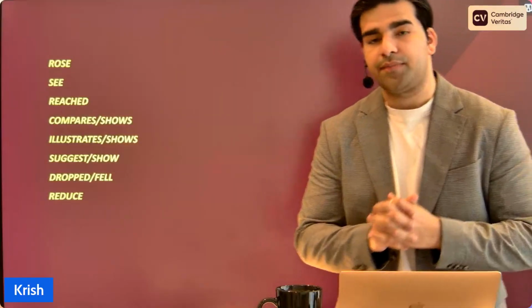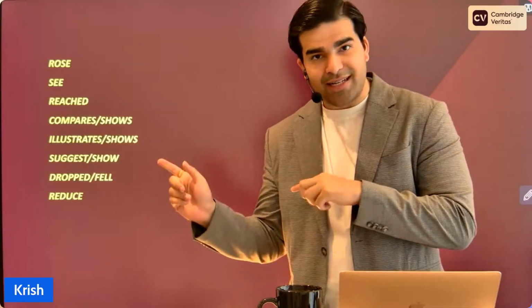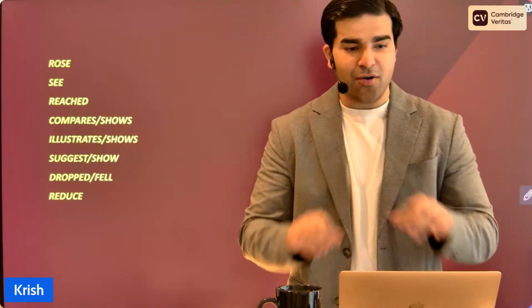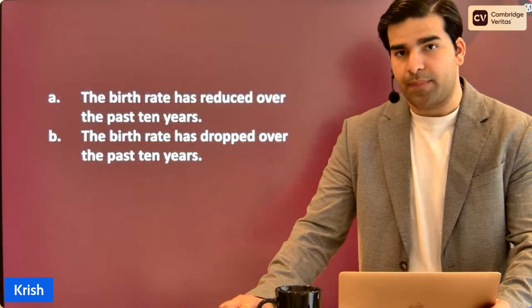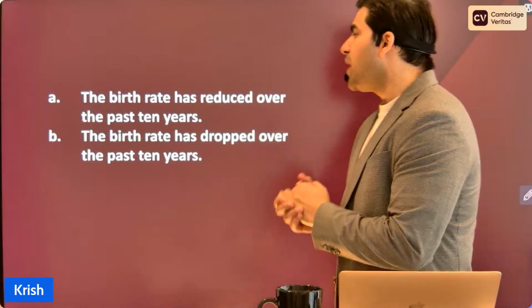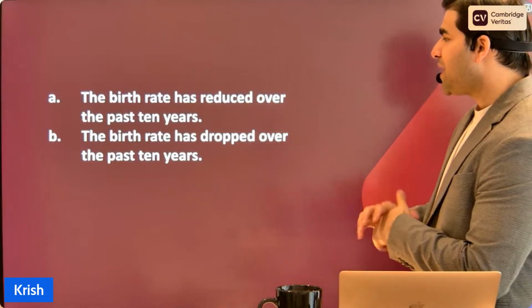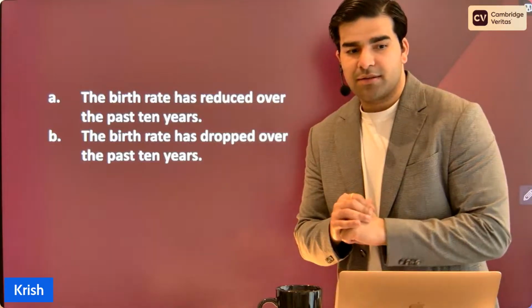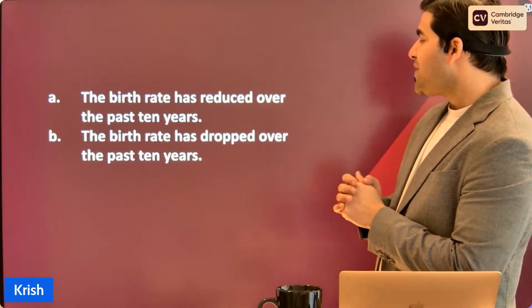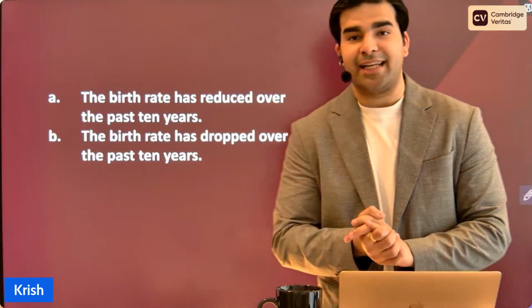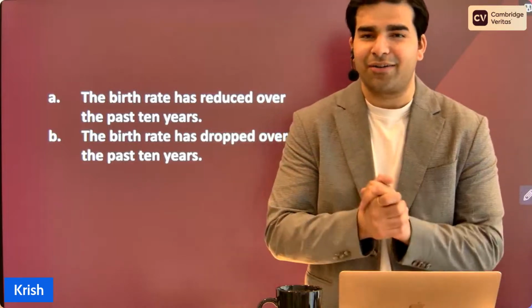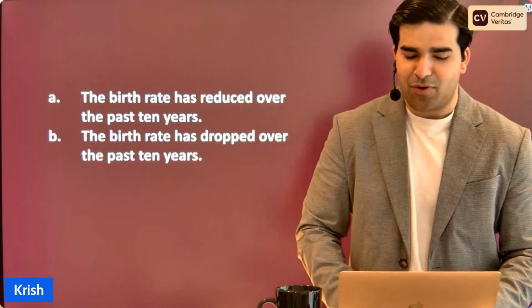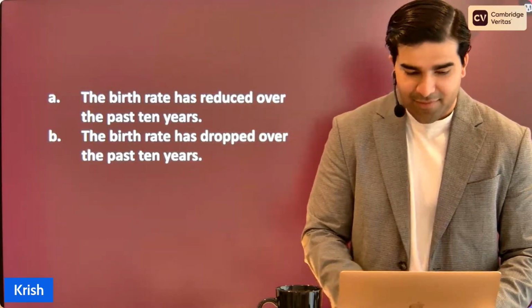So let's start. I'm now going to show you game number one. What is the game? I will show you two sentences like I always do. One is wrong, one is right. Get set, go. Which sentence is right and which sentence is wrong? For example, number one, the birth rate has reduced over the past 10 years. Number two, the birth rate has dropped over the past 10 years. My God, they both look correct. Which one is right? Which one is wrong? And why? What do you think?